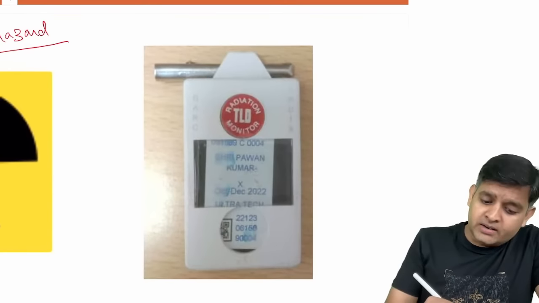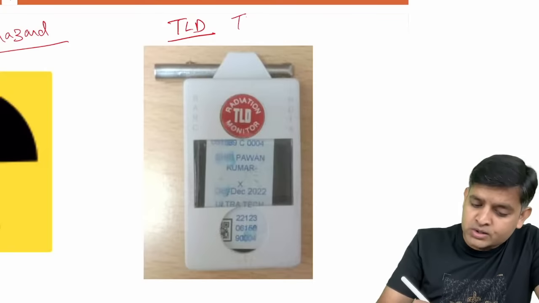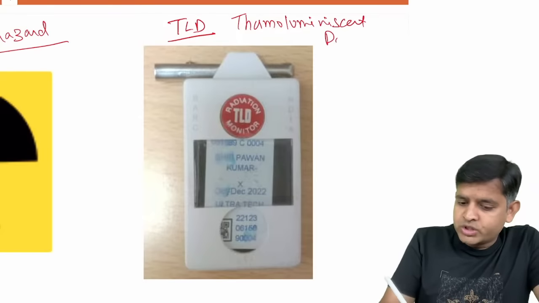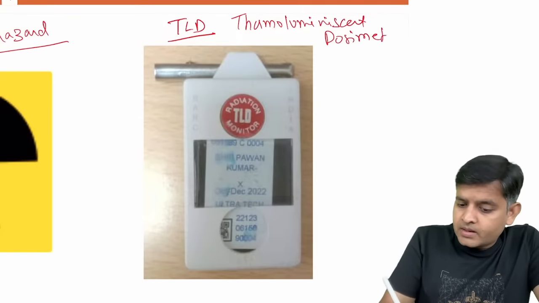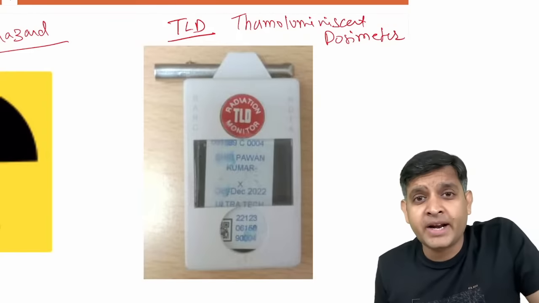What is this? This is a monitor which is called TLD. It's a dose monitor, also called a thermoluminescent dosimeter. It's a radiation monitoring device.